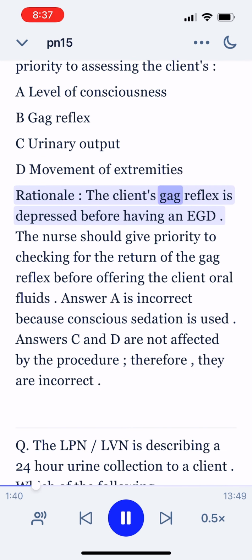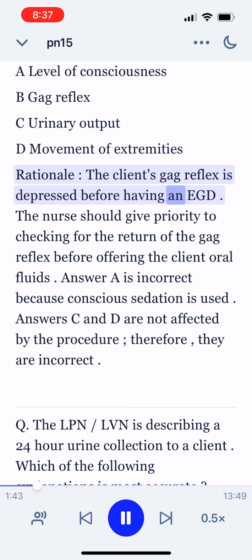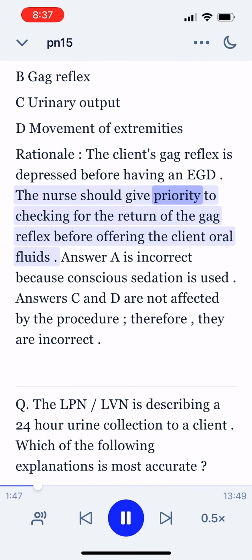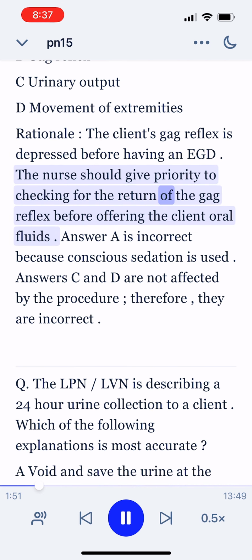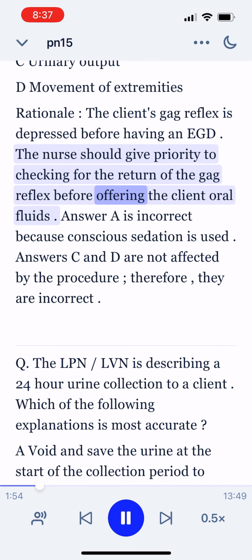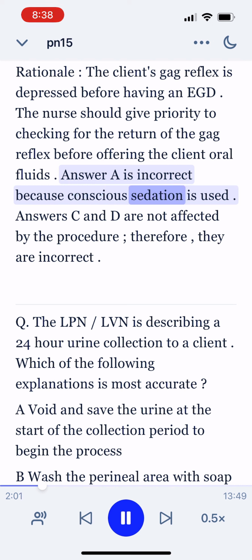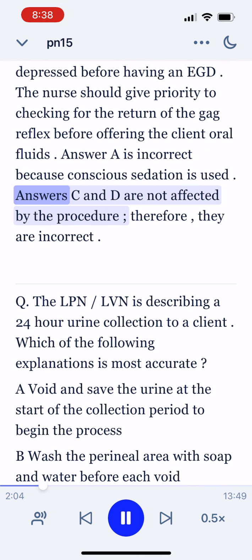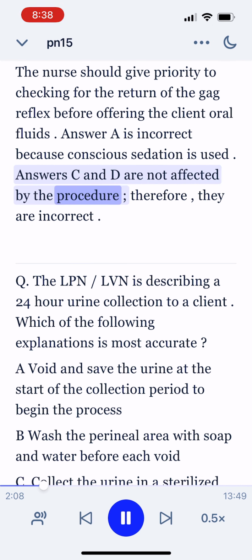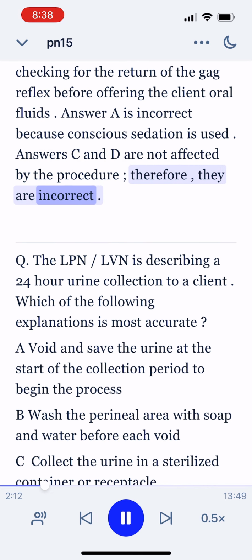Rationale: the client's gag reflex is depressed after having an EGD. The nurse should give priority to checking for the return of the gag reflex before offering the client oral fluids. Answer A is incorrect because conscious sedation is used. Answers C and D are not affected by the procedure, therefore, they are incorrect.